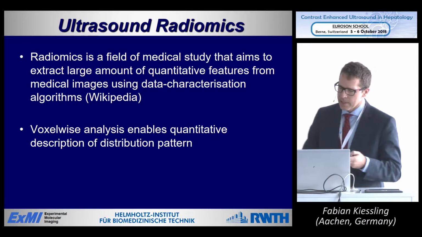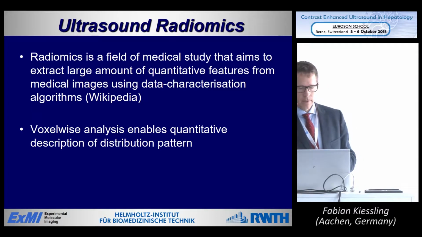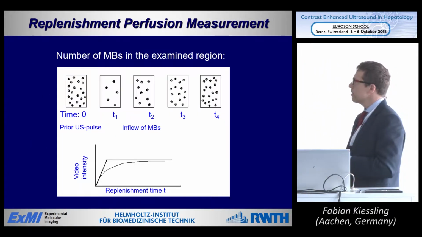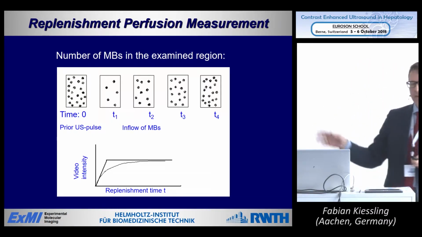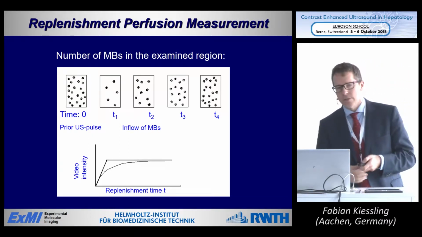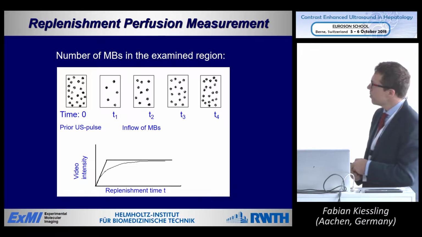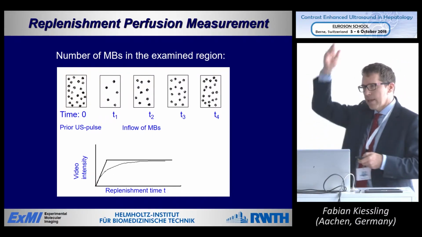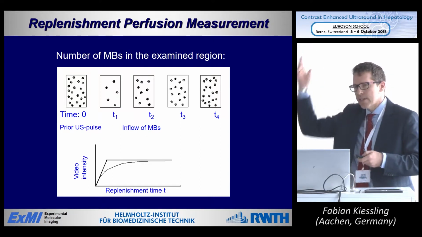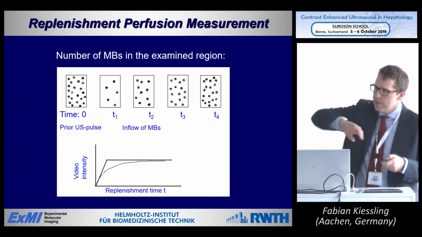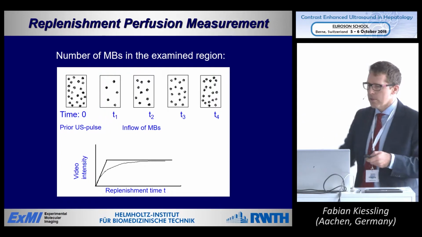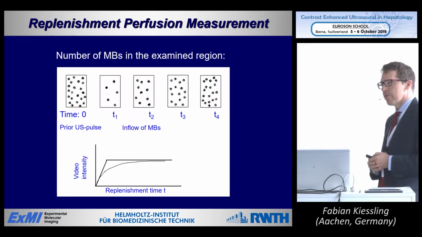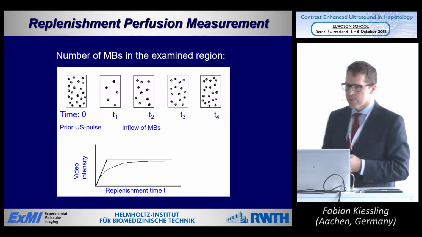But the question is, can we easily do that? And Peter Burns already explained to you the destruction replenishment method. And I would like to take that as an example. So just briefly, the method works that I inject the microbubbles, then I have a stable level in the blood, then I apply destructive pulses. In the area of interest, the new microbubbles will re-enter the tissue, and then I can fit the slope of the curve to get the values about the perfusion.